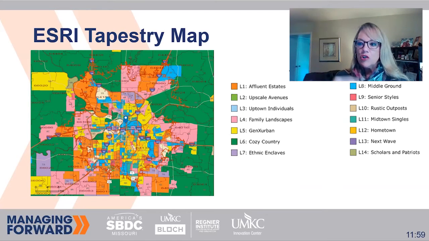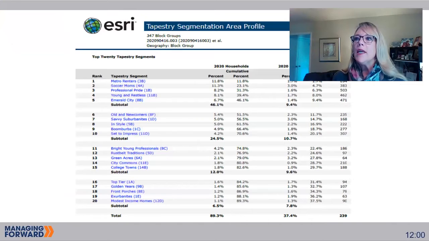Now, what this also shows on the next slide, Alan, is her top 20 tapestry segments. So there's some interesting names to that: Metro Renters, Soccer Moms, Professional Pride, Young and Restless, and then seeing where those households are, where she's actually getting the majority of her customers from, which tapestry segments: 11.8, 11.3, 8.2. So I always work with clients in understanding who should I target, and we're going to target a higher percentage, of course, of our customers.